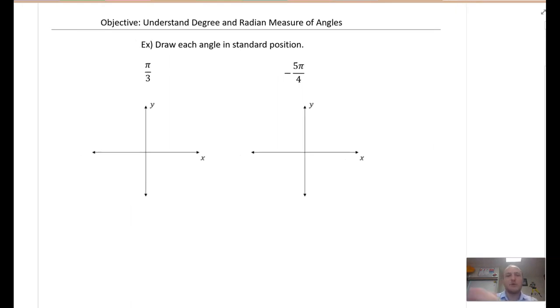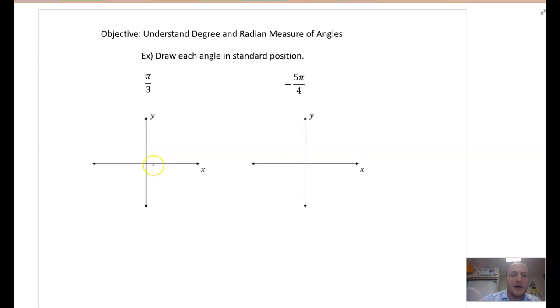All right, so here we want to draw each angle in standard position. I want pi over 3, okay? So I have my initial side, and I know that this is pi. So I want 1/3 of that. So 1/3 of this arc. Well, that is roughly here, okay? Pi thirds. Simple.